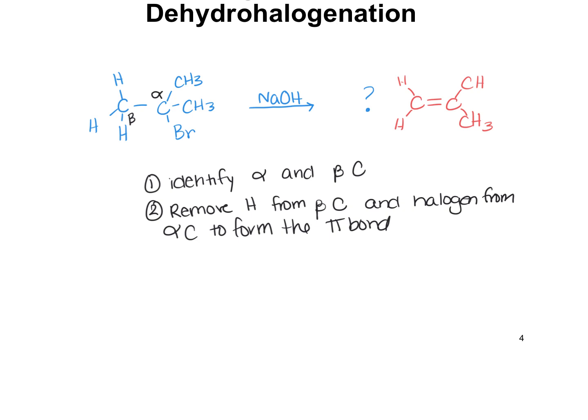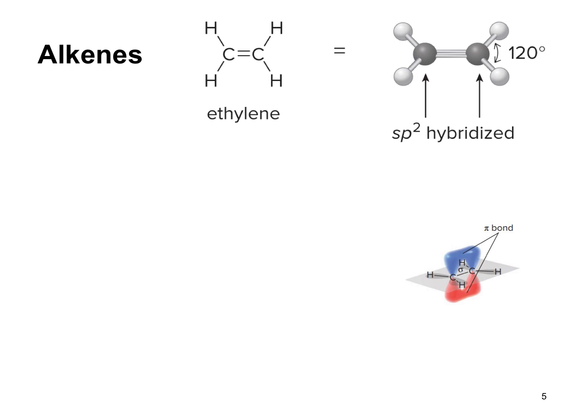Before we do that, though, we need to talk a little bit more about these alkenes, because these elimination reactions of alkyl halides are going to form alkenes. So it's been a minute since we've talked about their structure, so it would be helpful to review. Alkenes are just hydrocarbons that contain double bonds. Each carbon in the double bond is sp2 hybridized, and it has a bond angle of 120 degrees, and these are also trigonal planar.